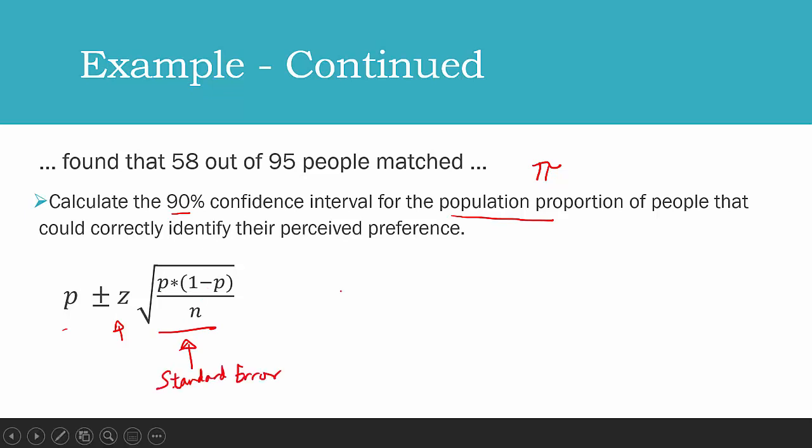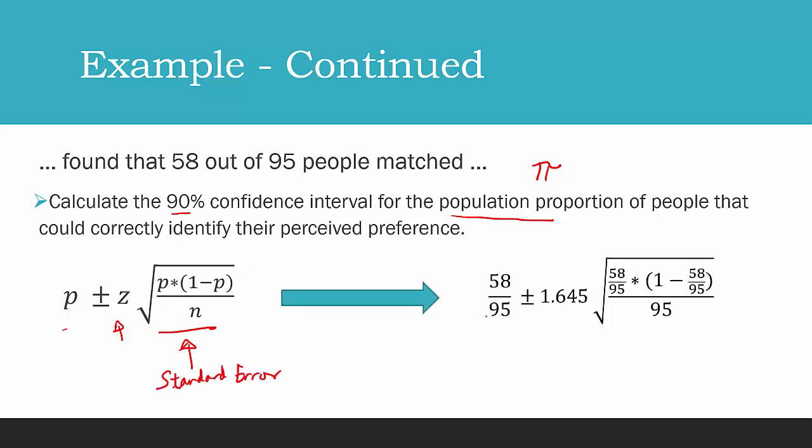So let's do that with this example. 58 out of 95 plus or minus 1.645 times the square root of 58 out of 95 times 1 minus 58 out of 95 over 95. That 1.645 comes from doing norm.s.inv, and the probability that we use is half of the probability that would be outside the confidence interval. So if the confidence interval is 90%, then we use 10% divided by 2, and then we really just take the absolute value of that. So 1.645 goes in where the z value is here.